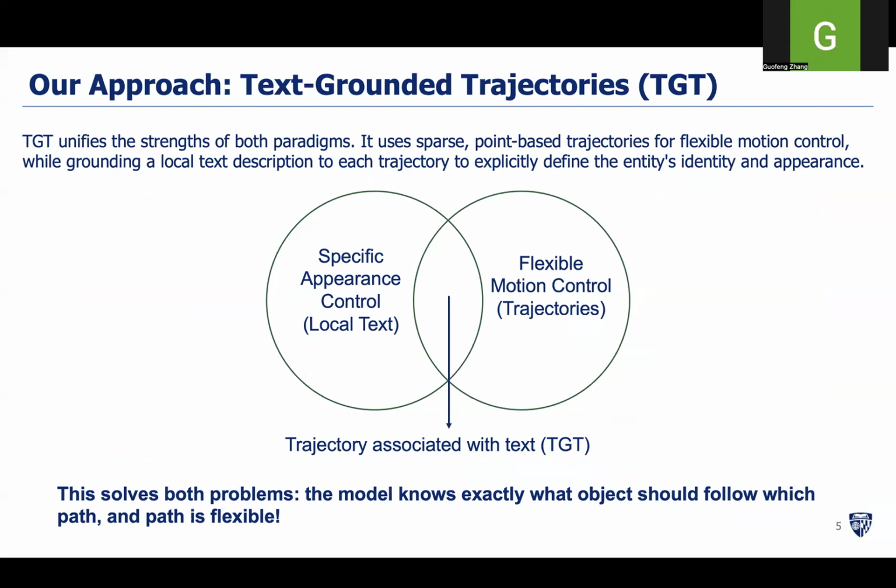So it still has flexible motion control by using trajectories, but we have a text description for each trajectory. So it has specific appearance control. This solves both problems. Now the model knows exactly what object should follow which path, and the path is flexible.